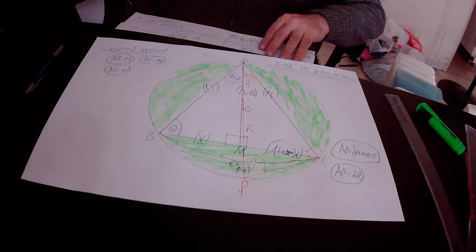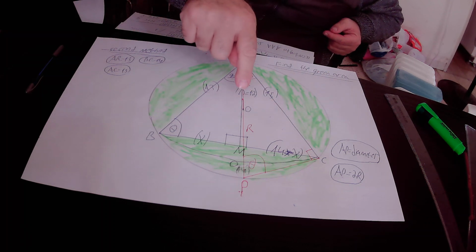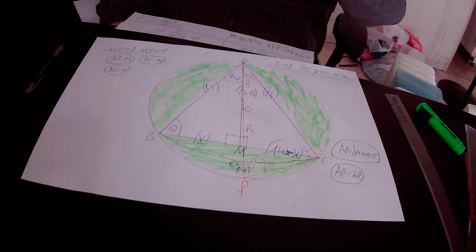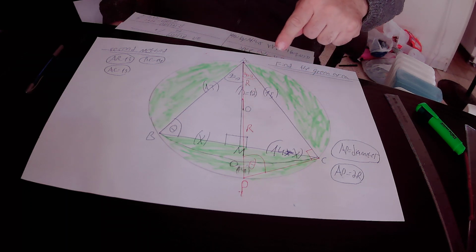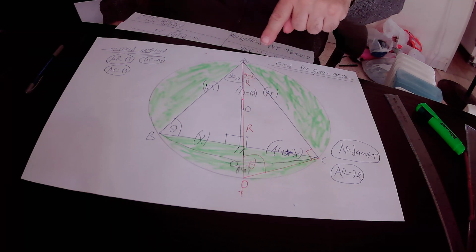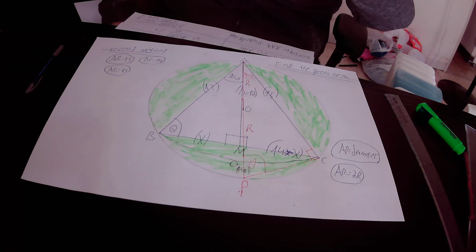Then we define the center of this circle as O, and we join points O and A together by a straight line. Point O is the center of the circle, point A is a point on the circle itself, therefore OA is the radius of this circle. We define the radius of this circle as R.